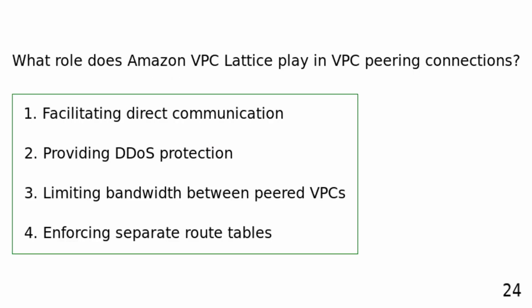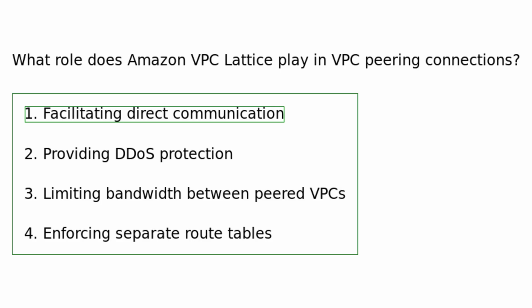What role does Amazon VPC Lattice play in VPC peering connections? Facilitating direct communication. Providing DDoS protection. Limiting bandwidth between peered VPCs. Enforcing separate route tables. Amazon VPC Lattice facilitates direct communication between instances in peered VPCs by creating a fully connected mesh network for seamless traffic flow.